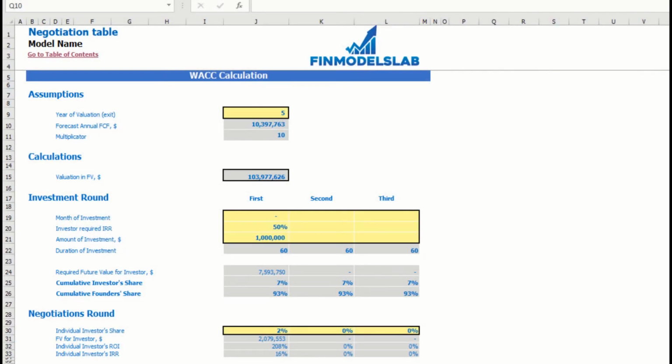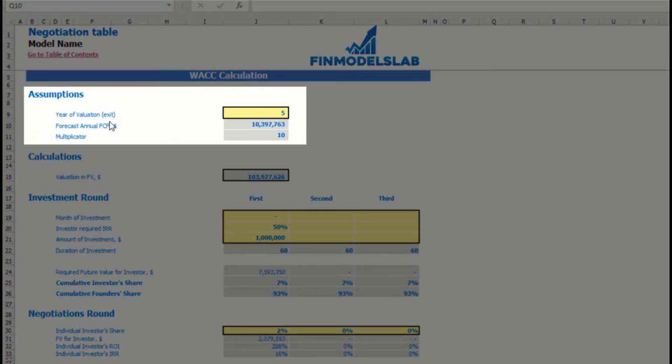In the negotiation table, you may see the calculation of investment rounds and negotiation rounds, up to 3 rounds for each. On the top you may see the assumptions. First is the year of valuation or exit. By default this is 5 years. You can change it to another value, for example 4 or 6 years.